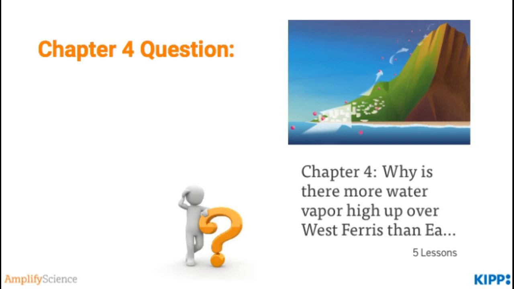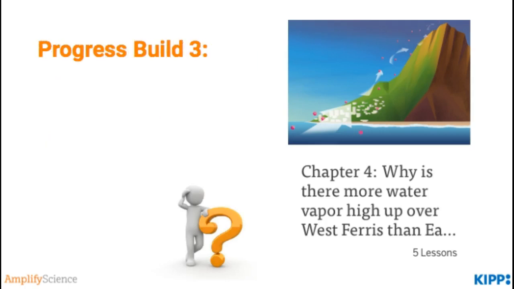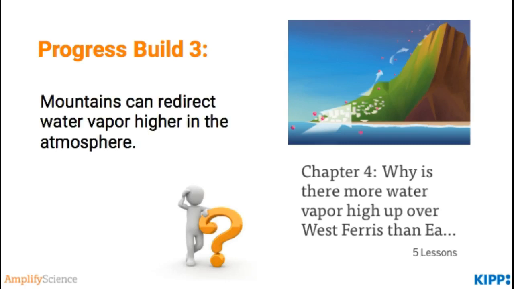And now we move to Chapter 4. The Chapter 4 question is, why is there more water vapor high up over West Ferris than East Ferris? Again, this is a short chapter, so be prepared. Taking a look at Progress Build 3, it asks students to recognize that mountains can redirect water vapor higher in the atmosphere.